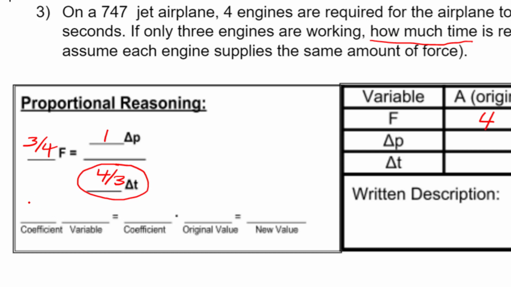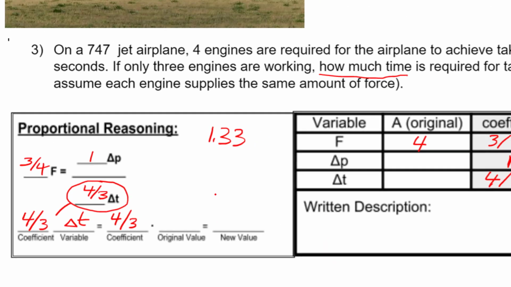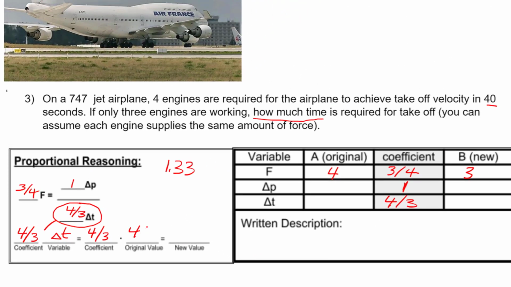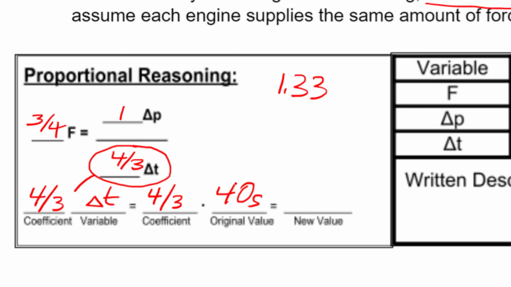Let's bring this stuff down here. So 4/3 times delta t is equal to 4/3. I could express this as a decimal. 1.33 is a decimal as well. But 4/3 times my original value, over here, 40 seconds, gives me my new value. I put that in the calculator: 4 times 40 divided by 3, I find out it's just about 53 seconds.